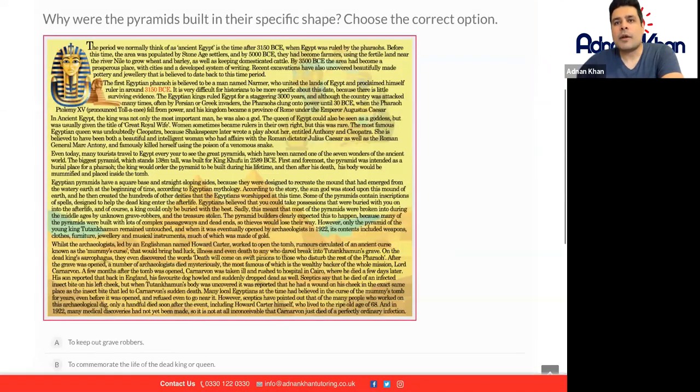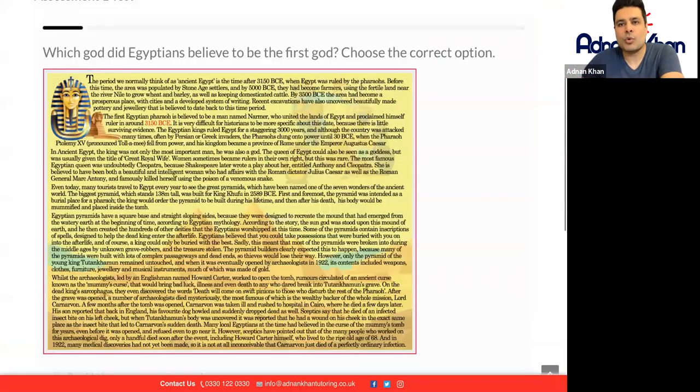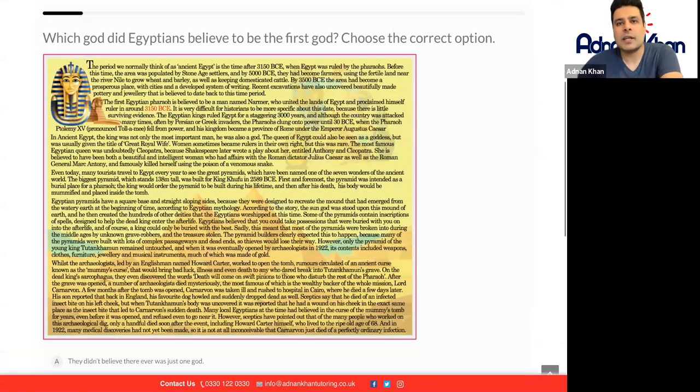So why were the pyramids built in their specific shape? I would say that the answer is going to be D, because to represent the beginning of time according to Egyptian mythology. All right, so let's go on to the next one. Again, these answers are all within the context of the comprehension. Sometimes you have to be subjective as well.